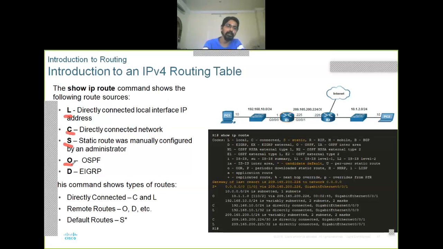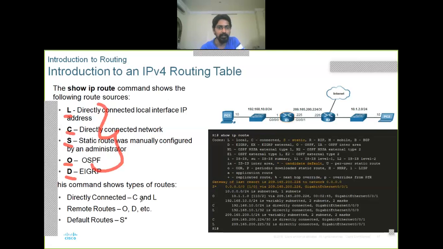Next, O indicates OSPF protocol. D indicates EIGRP protocol. Okay, these are the letter indications. Observe that command CLI output, that is a basic output, and each output line started with a letter. So the first letter represents the meaning. L means directly connected, C means directly connected. S means static route, O means OSPF, D means EIGRP.